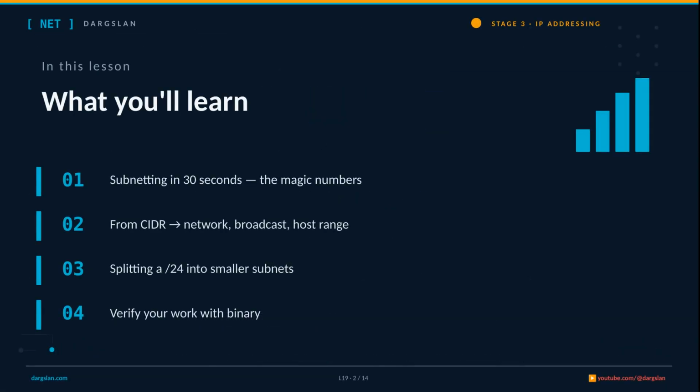So here's the roadmap for the next few minutes. First, I'll show you the magic numbers, a trick that lets you subnet in about 30 seconds flat. Then we'll take any CIDR notation and pull out its network address, broadcast, and usable host range. After that, we'll split a /24 into smaller pieces, the kind of thing you do for real departments on a real network. And finally, we'll prove it all works by checking our answers in binary.